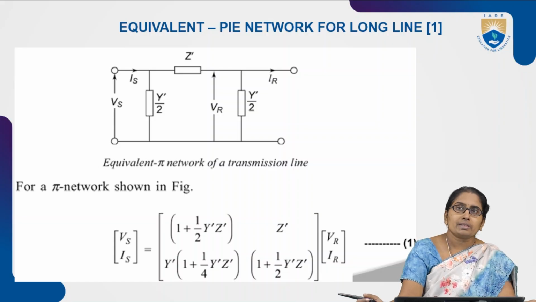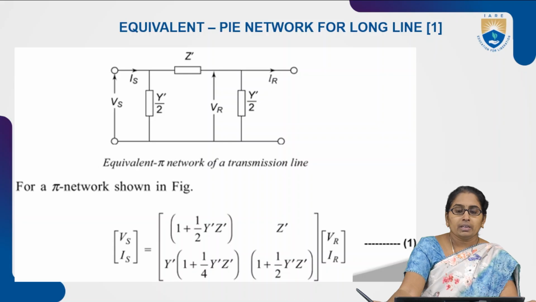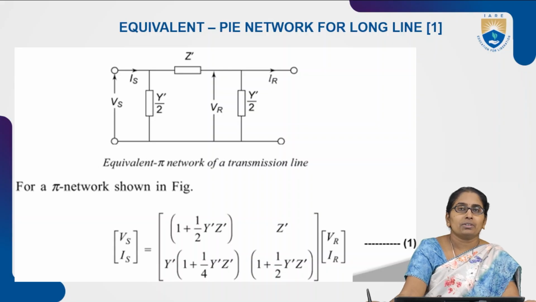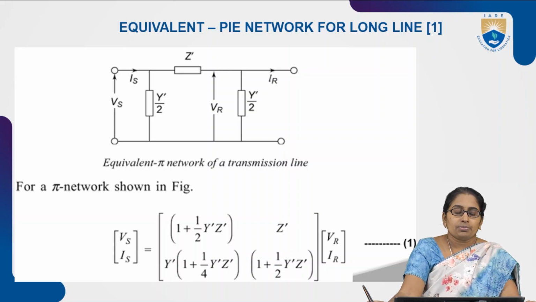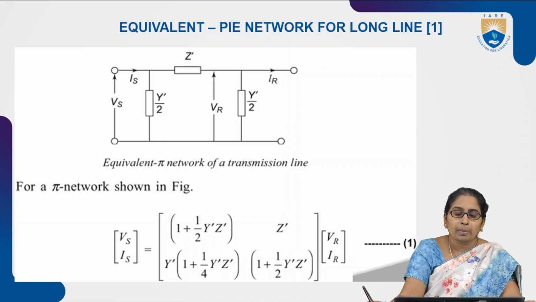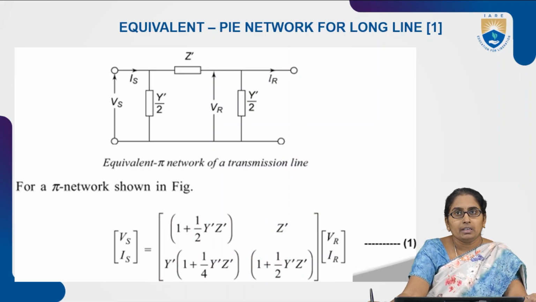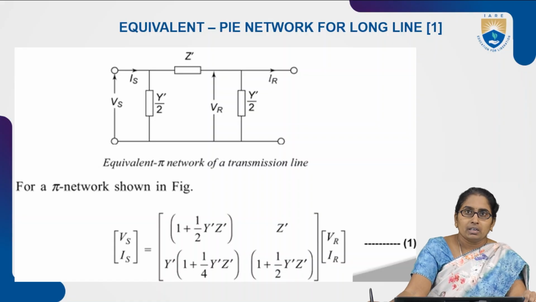For long transmission lines also, we have 2 representations. One is the equivalent pi network and the other is the equivalent T network. First we see the equivalent pi network for a long line. We know basically the idea about the pi network, right? How the pi network is for a transmission line.